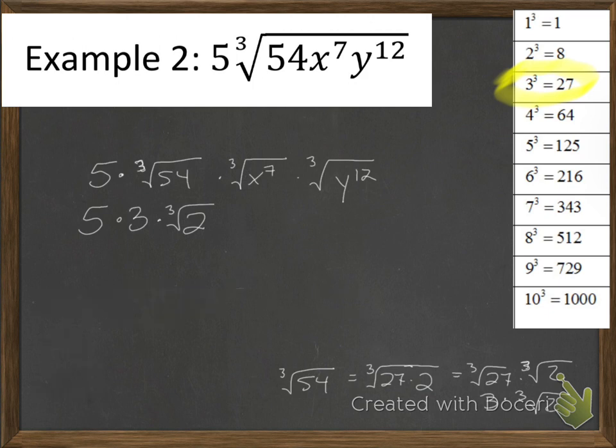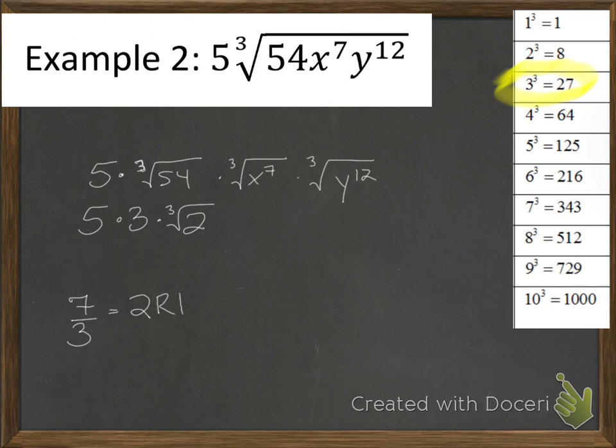Okay, so let's find the cubed root of x to the 7th. So we need to do 7 divided by 3. 3 goes into 7 2 times. 2 times 3 is 6. So 7 minus 6 is 1. So we have 2 remainder 1.